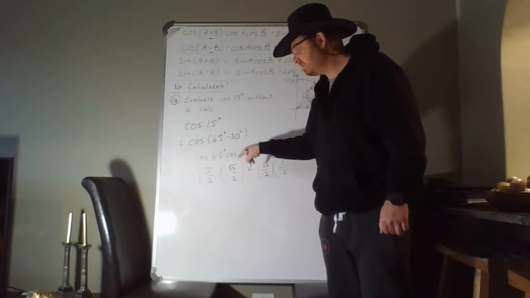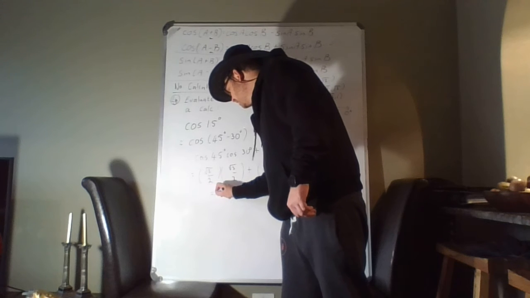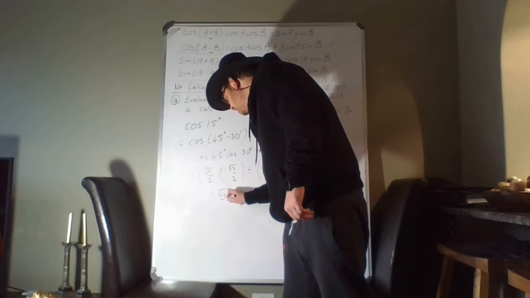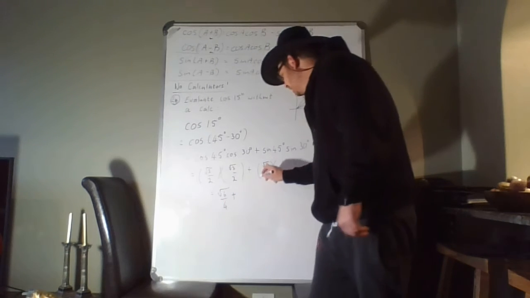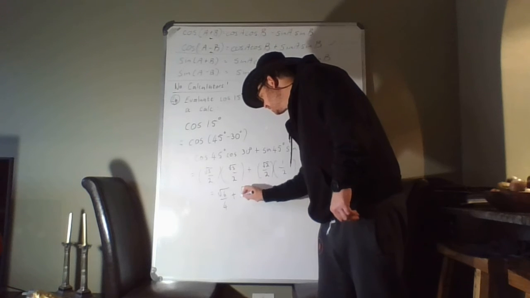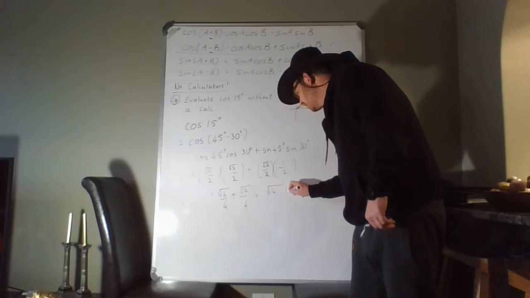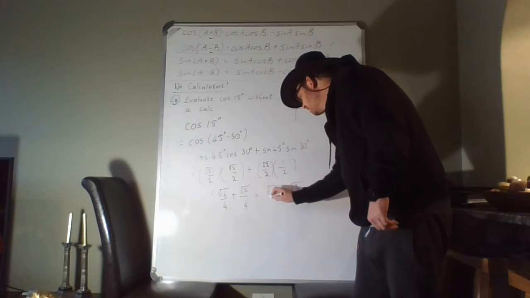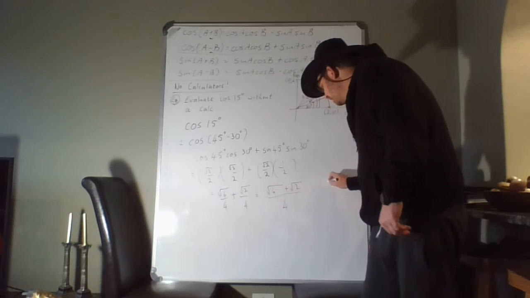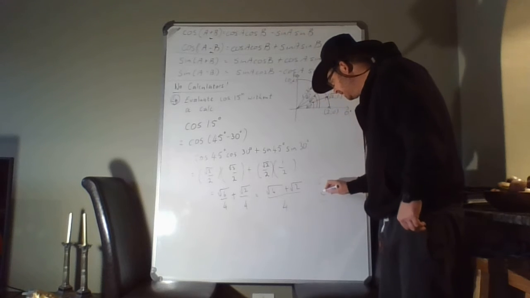I do times fractions, multiply the top times the bottom. So I get root 6 over 4 plus root 2 over 4, which is equal to root 6 plus root 2, all over 4. Happy days.